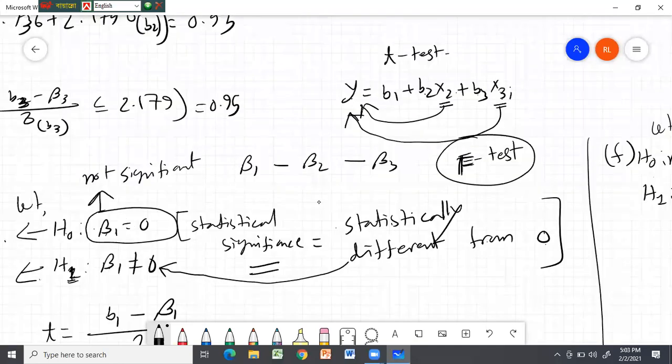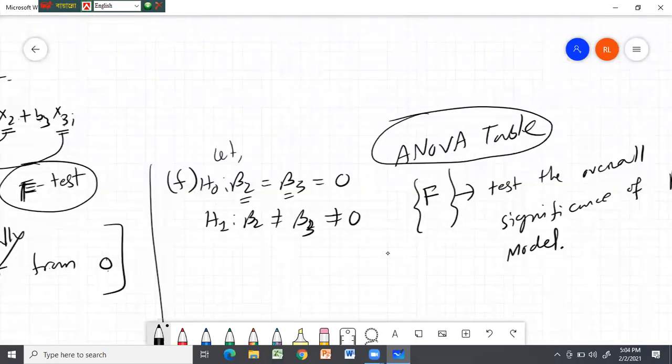তো F টেস্টটাকে আমরা এই জন্য বলি টেস্ট অফ ওভারঅল সিগনিফিকেন্স অফ দি মডেল। সো রিগ্রেশন মডেলের ওভারঅল কোনো সিগনিফিকেন্স আছে কিনা, we will do it by considering the F test.